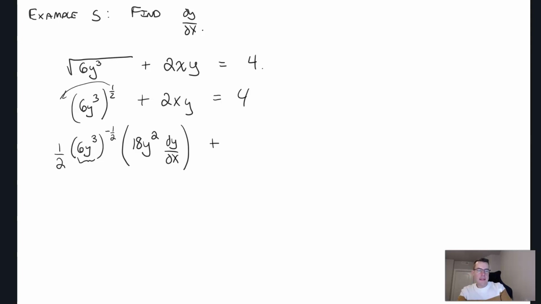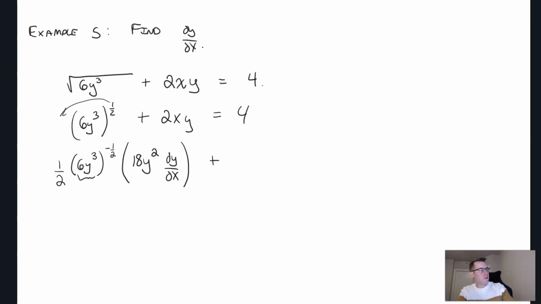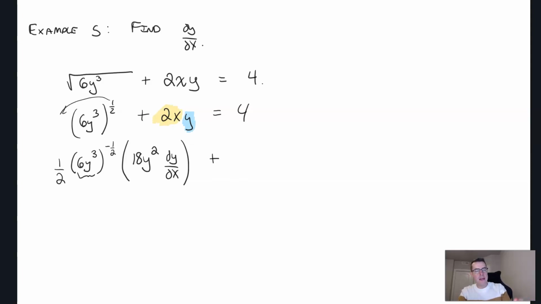Okay, plus, then we have this product rule here, where we have two terms. We have the 2x, and we have the y. So to take the derivative of this, you needed to do the first, which is 2x, times the derivative of the second, which would just be dy/dx, plus the second, which is y, times the derivative of the first. The derivative of 2x is just 2, is equal to 0. Okay, so this is what we have so far.